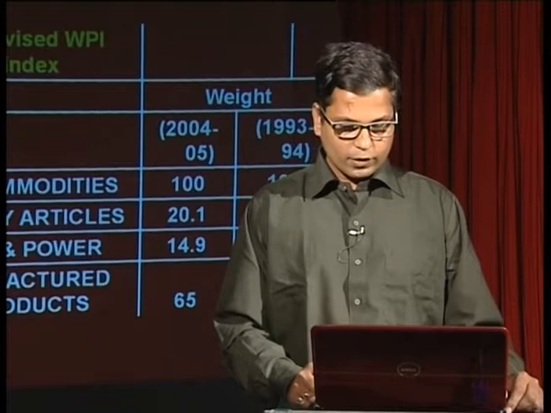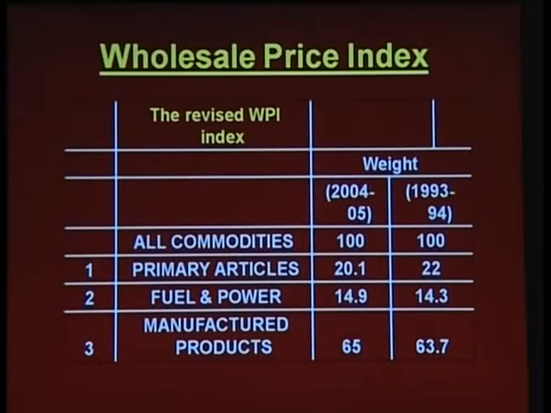Primary articles 20.1, which was 22 in 93-94, fuel and power 14.9 against 14.3 in 1993-94, and manufactured product has increased to 65 against 63.7 in 93-94.